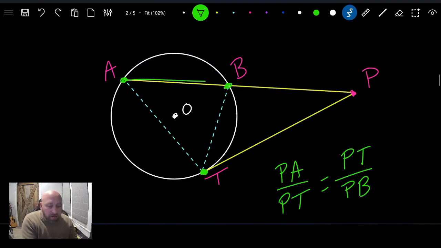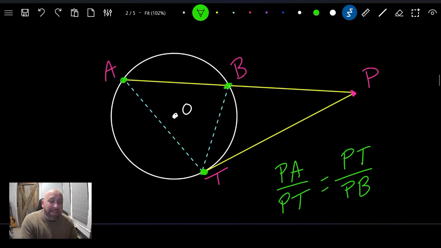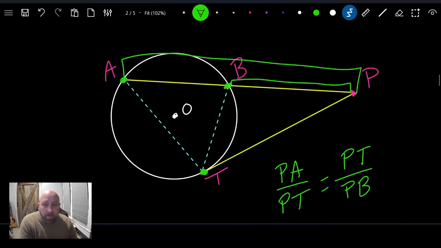Now, it's not just talking about this. Don't get confused. That's not a secant, that's a chord. The chord starts on the circle and ends on the circle. We're not talking about a chord, we're talking about the entire secant, AP, and its external segment. What's the external segment? The one that's outside of the circle, PB. So it's this whole piece plus this piece, and then the tangent is the mean proportional.